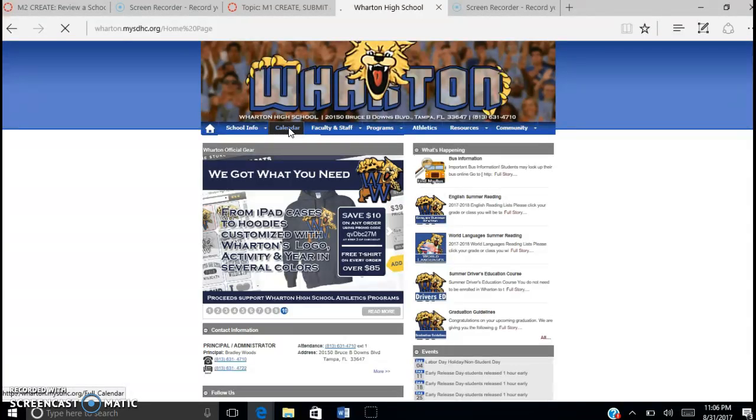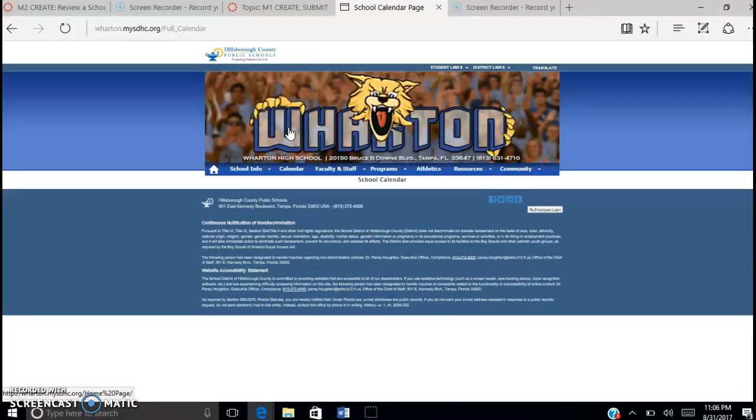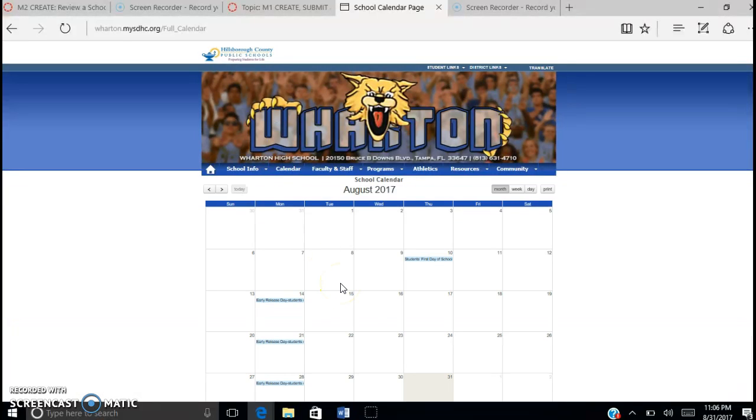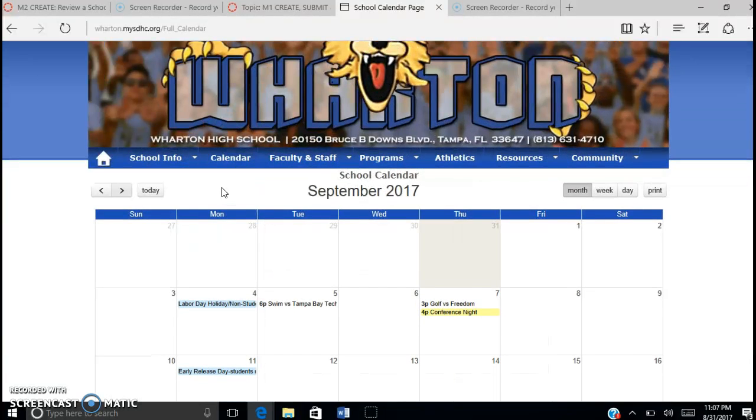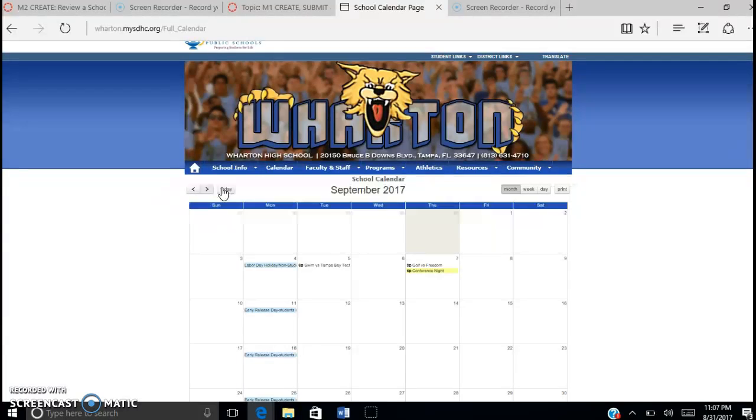the bus. The calendar pretty much shows what's going on in the school on a daily basis, and it even includes sports meets, but it doesn't have all the sports that I noticed. There's swimming here, but they don't have other sports that are actively having games currently.